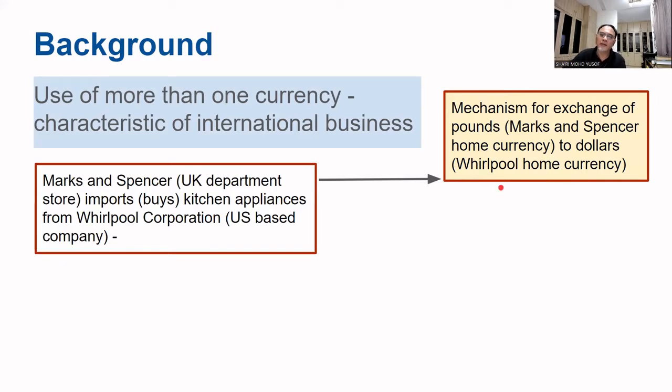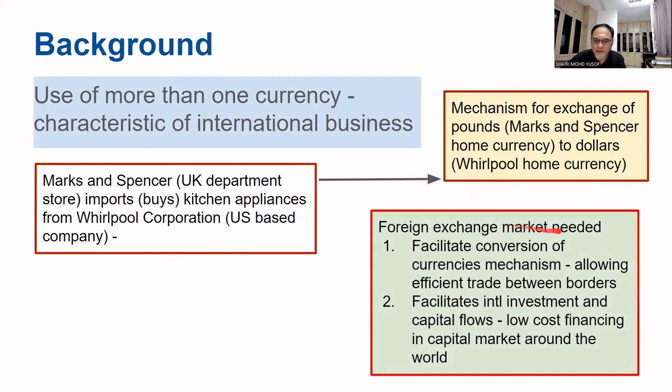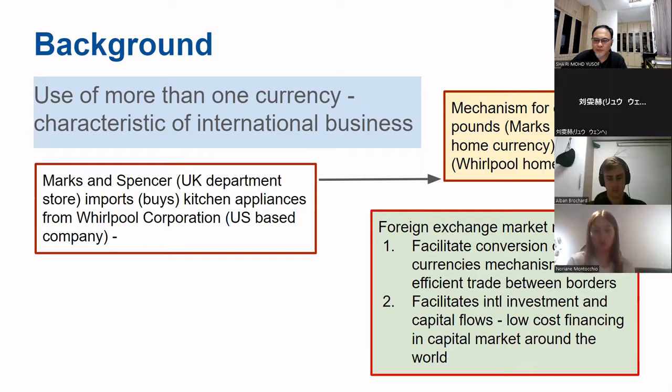You need to have a conversion system, a medium of exchange. In this case, how to convert from pounds to dollars. So you need a foreign exchange market. The foreign exchange market facilitates the conversion of currencies, allowing efficient trade across borders. Even we as tourists or travelers experience this as well, right?